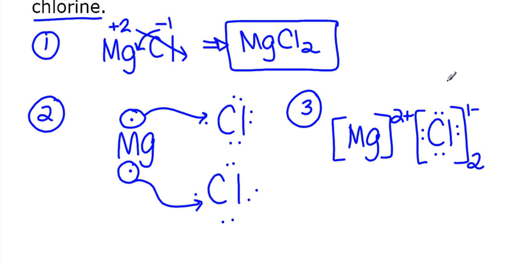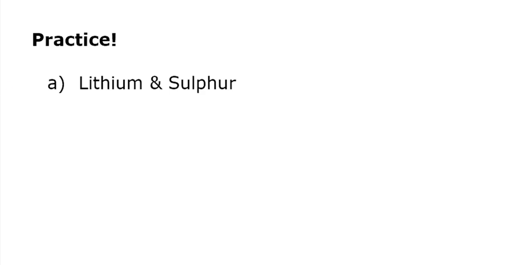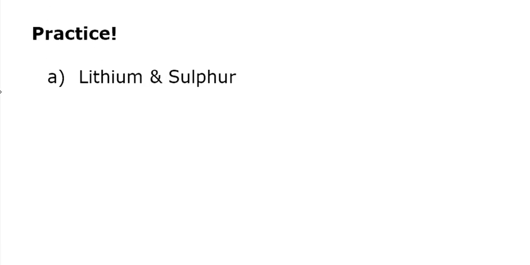So next up, I'm going to give you a few minutes to try drawing 2 Lewis diagrams. So the first one is for lithium and sulfur, and the second one is for calcium and nitrogen. So at this point, I want you to pause your video, see if you can draw these 2, and then we'll walk through the answers together.